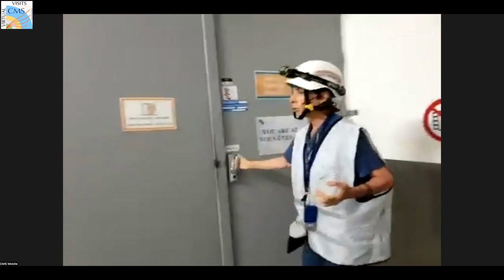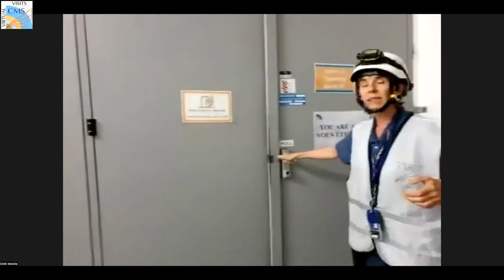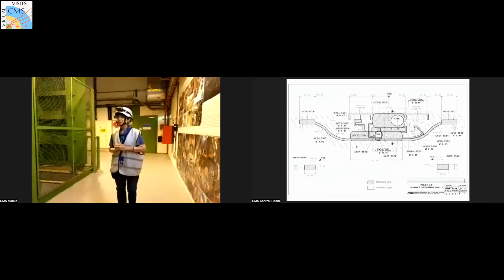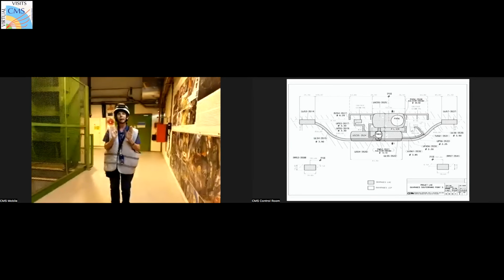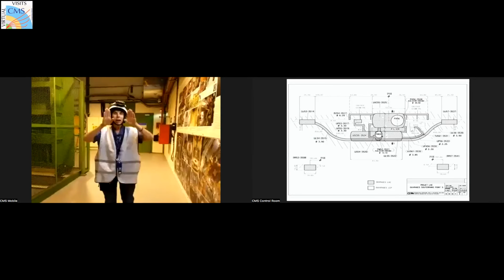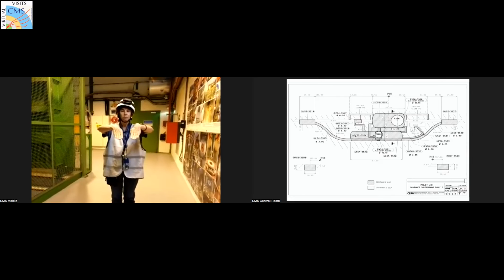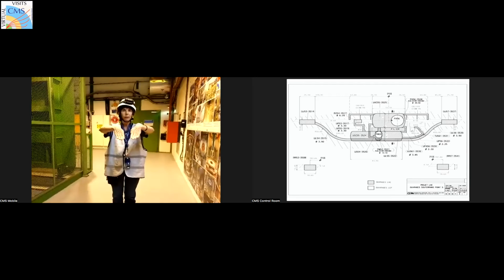Now I bring you inside the real service cavern and the real experimental area. Now we are in what is called the service cavern. I know that there is a nice slide to show, but just follow my hands also. So we have two caverns in that way. This one on the left is the service cavern where I am. And this one is the experimental cavern.